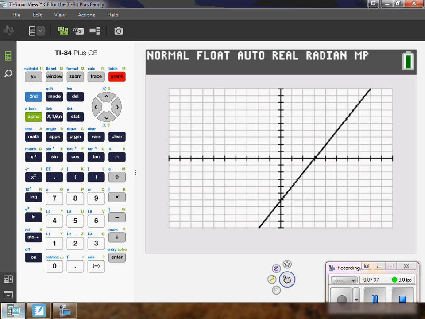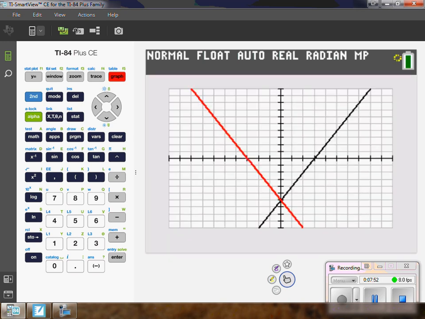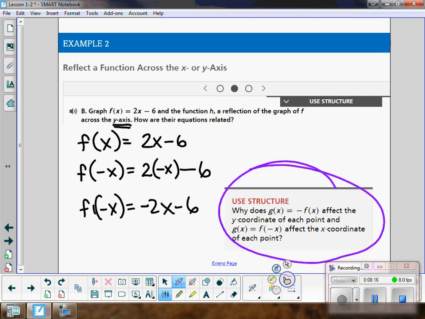The proof will come from y equals. To reflect this line over the y-axis, instead of 2x minus 6, it's going to be negative 2x minus 6. And graph. There's the red line that I had there before. So, reflecting over the x-axis, you put the negative out in front of the whole function. Reflecting over the y-axis, you only apply the negative sign to the x. That can be summarized right here in the use structure portion.